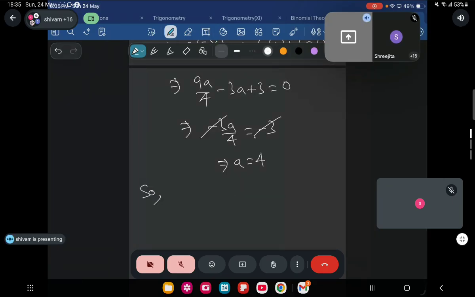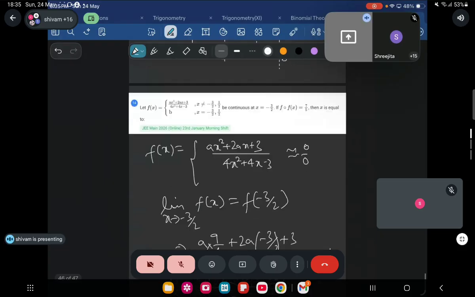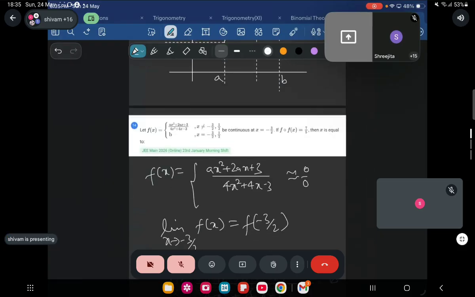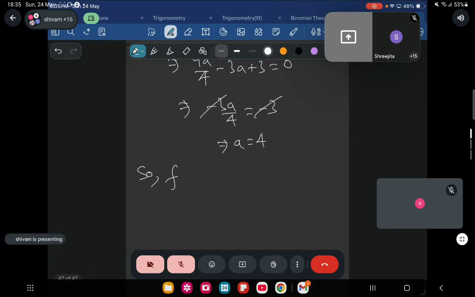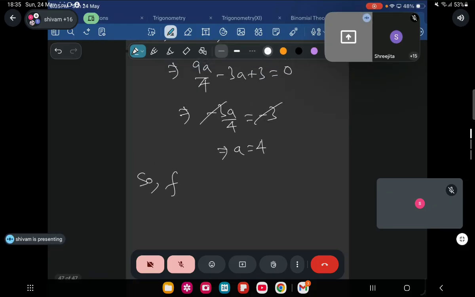So what is f of x? So from here we'll get the value of b as well, right? Now what do we need to find out? Let me check. Then f of x is equal to 7 by 5. We need to find out the value of x. Yes, yes. Okay, can you sit here for some time? Okay, give me some time.